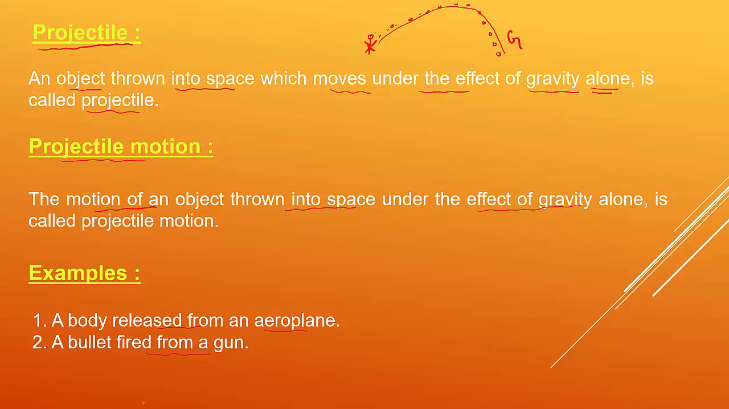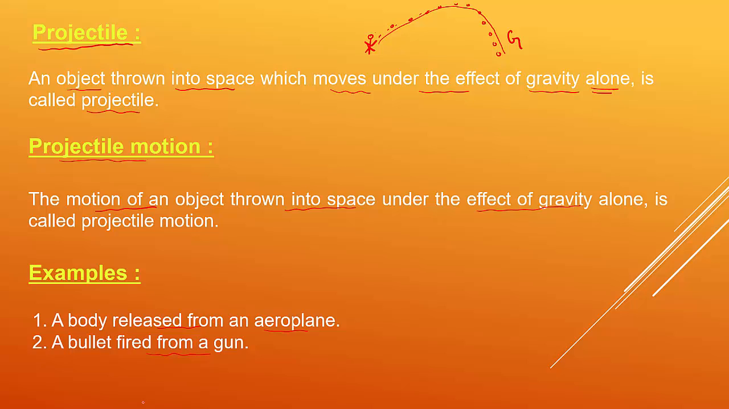What is a projectile? An object thrown into space which moves under the effect of gravity alone. Other than gravitational force, there is no other force on that object. Only the effect of gravity is present on that body. We can call it a projectile.